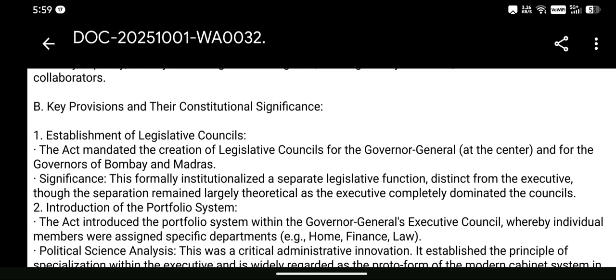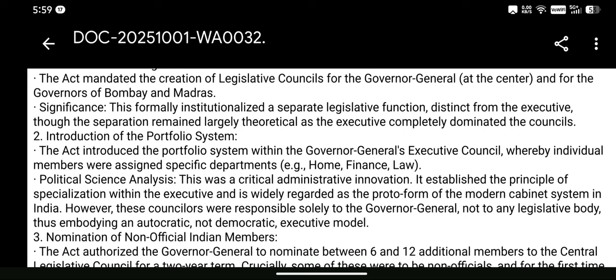Key provisions and their constitutional significance. Establishment of legislative councils: the Act mandated the creation of legislative councils for the Governor General at the center and for the governors of Bombay and Madras. Significance: this formally institutionalized a separate legislative function distinct from the executive, though the separation remained largely theoretical as the executive completely dominated the councils.